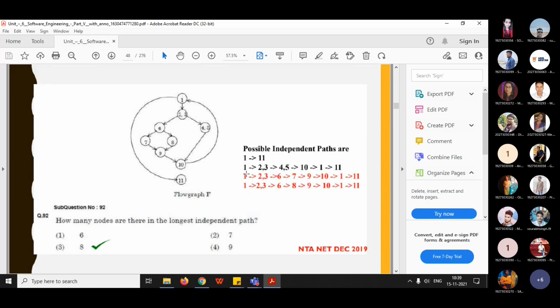These two paths are of equal length. So from this you can find that the nodes are 1, 2, 3, 6, 7, 9, 10, 1, 11.